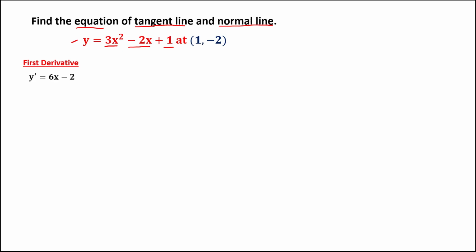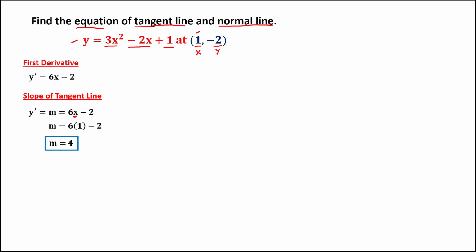Then from this first derivative, we can find now the slope of the tangent line because the first derivative is equal to the slope of the tangent line, and this is equal to 6x minus 2. Then from this given coordinate, this is x and this is y. So since x is equal to positive 1, this becomes 6 times 1 minus 2. So therefore the slope of the tangent line is equal to positive 4.